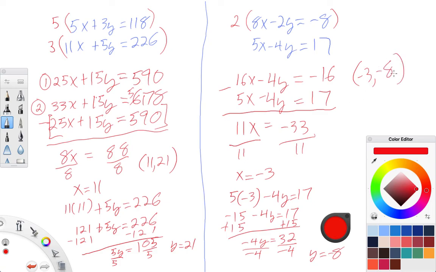And you can always test these. You can always plug these points back into whichever equation you didn't use and make sure it still works. If I plug it into this, 8 times negative 3 is negative 24. Negative 2 times negative 8 is a positive 16. So negative 24 plus 16 is negative 8. So that works. Okay, hopefully that was helpful. Hopefully you were able to see any mistakes you might have made and can get better at these. I'm going to put one more up. I'll probably just give you the solution and have you figure it out.